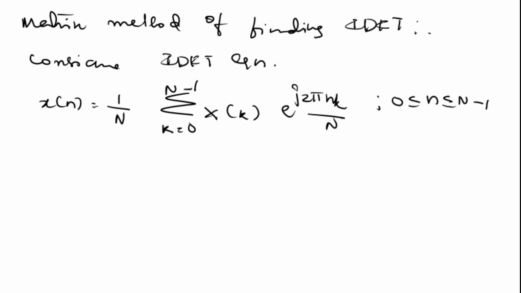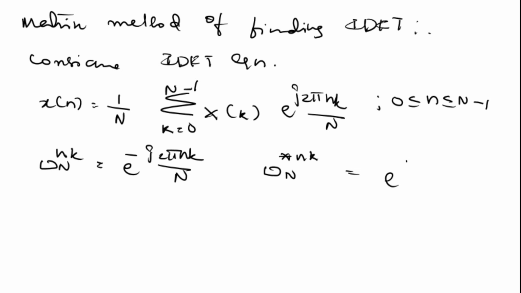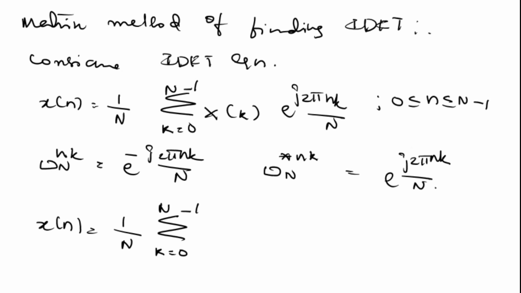We know that W_N of nk is equal to e power minus j 2 pi nk by N, and W_N star of nk is equal to e power j 2 pi nk by N. So we can write x of n as 1 by N summation k equal to 0 to N minus 1 of X of k into W_N star of nk, where n varies between 0 to N minus 1.